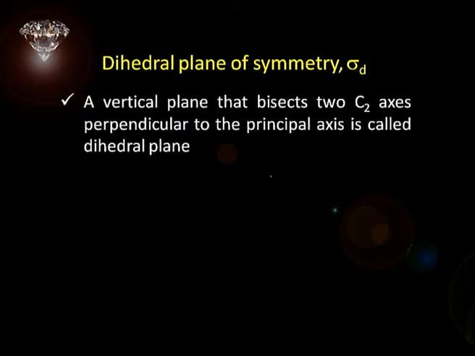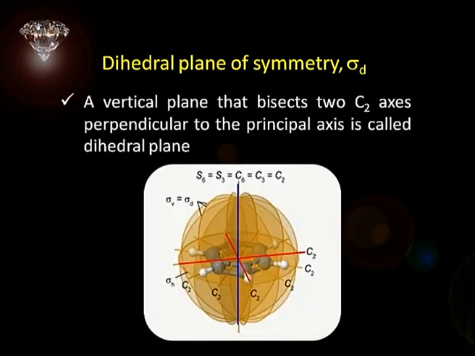This basically is a kind of vertical plane of symmetry. It is such that it bisects two C2 axes which are perpendicular to the principal axis of symmetry. Such a plane will be called a dihedral plane. Let us take the example of the benzene molecule.